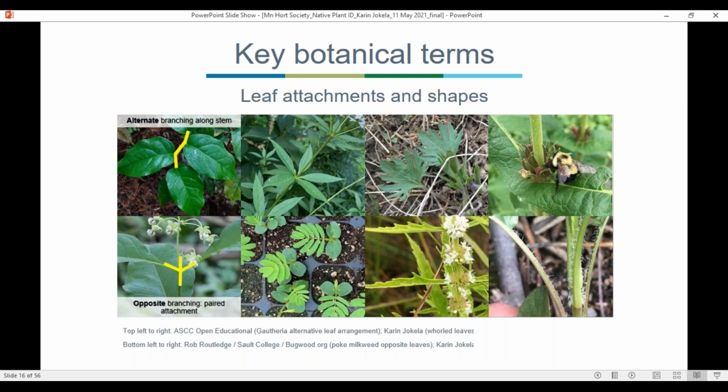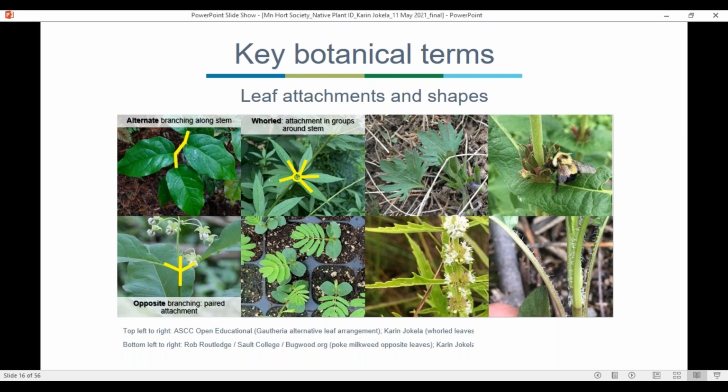And that contrasts with opposite branching. This is a milkweed here, where the leaves join the stem at a paired attachment. So it's just the leaves are opposite. And then there's a third kind of leaf attachment, which would be called whorled. This can be basically several leaves coming in at the same point on the stem. This can be 3 leaves or 5 leaves or 6 leaves, multiple leaves in groups around the stem.